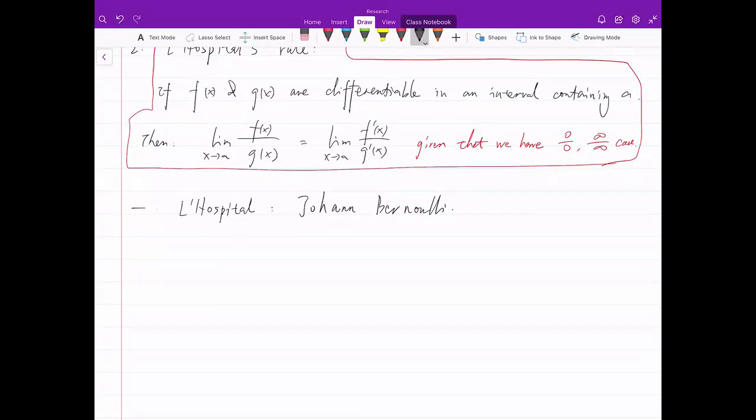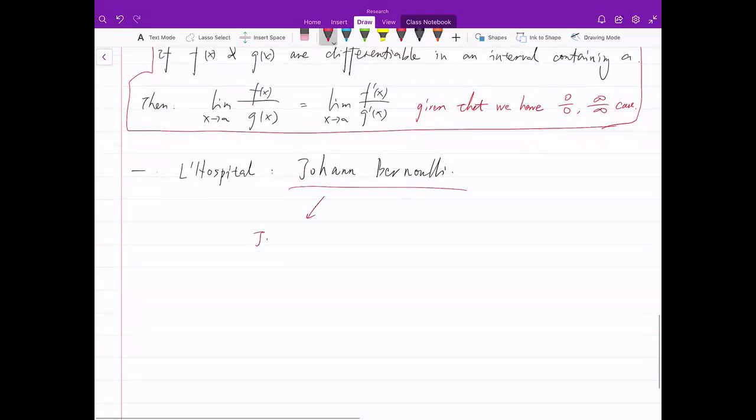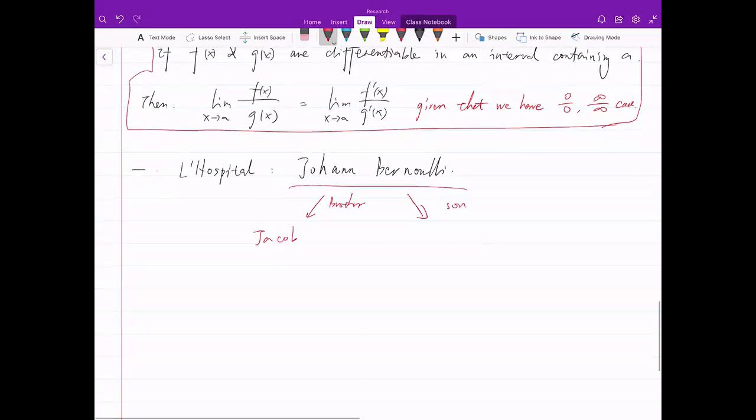Okay, so this kind of story actually happens a lot in history. You can go back. Anything that's named after a company, usually it's actually discovered by some individual, but they are not allowed to actually put their name in front of it. This guy is very interesting. He has an older brother, Jacob Bernoulli. He has a son whose name was, I think, Daniel Bernoulli.